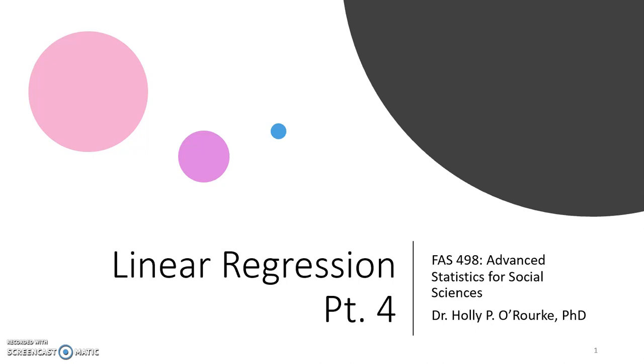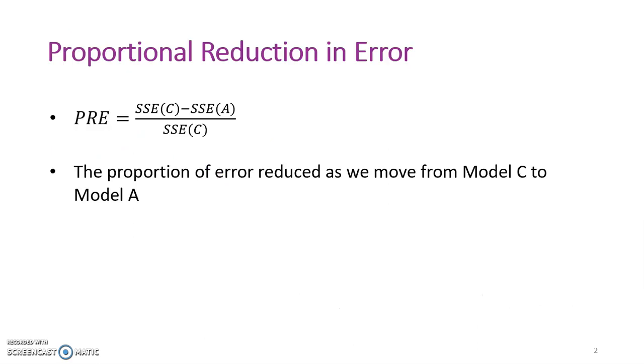In this lecture, I'll cover proportional reduction in error for simple linear regression. Proportional reduction in error, if we recall, is calculated by using the sum of squared errors for the compact model and the augmented model. And we interpret, generally, proportional reduction in error as the proportion of error that's reduced as we move from the compact model to the augmented model.